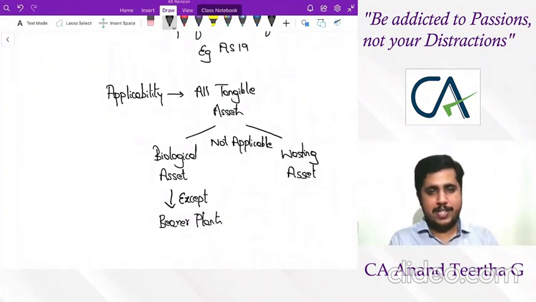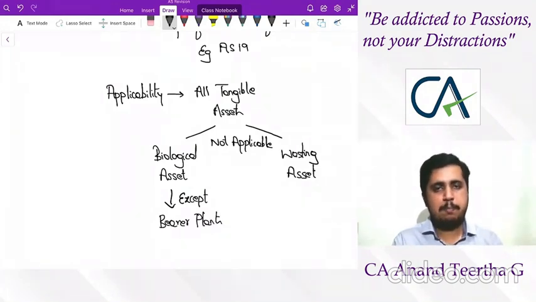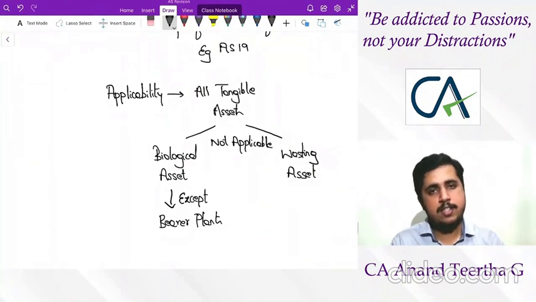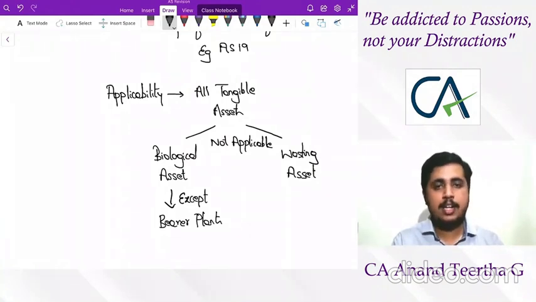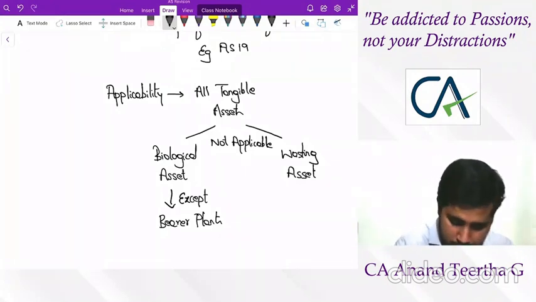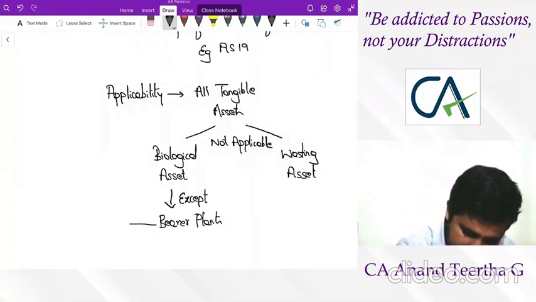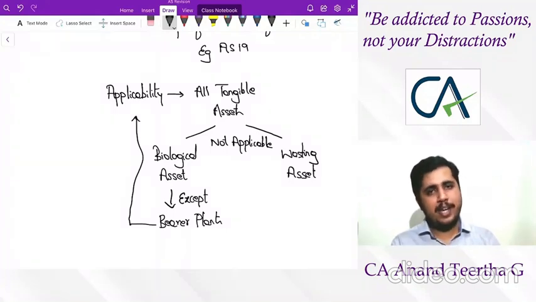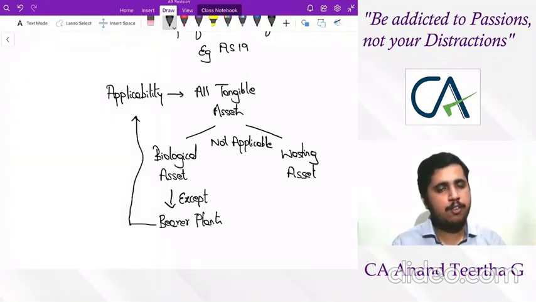Okay, so which basically means that the AS10 PPE standard does not apply to biological assets. In biological assets, there is an exception of bearer plants, which means for bearer plants it is applicable. So for bearer plants, PPE is applicable. For other biological assets, it is not applicable.